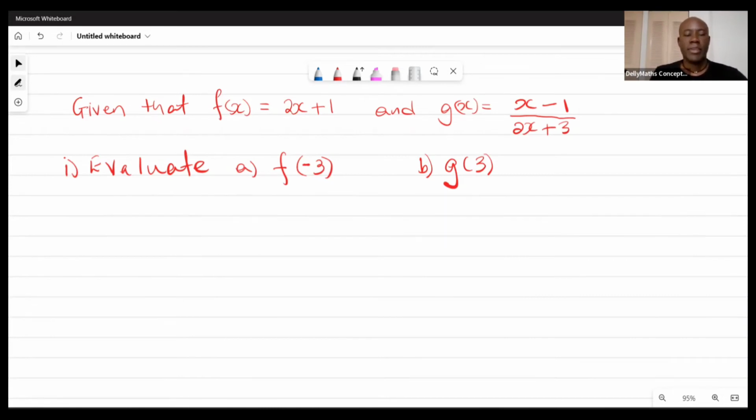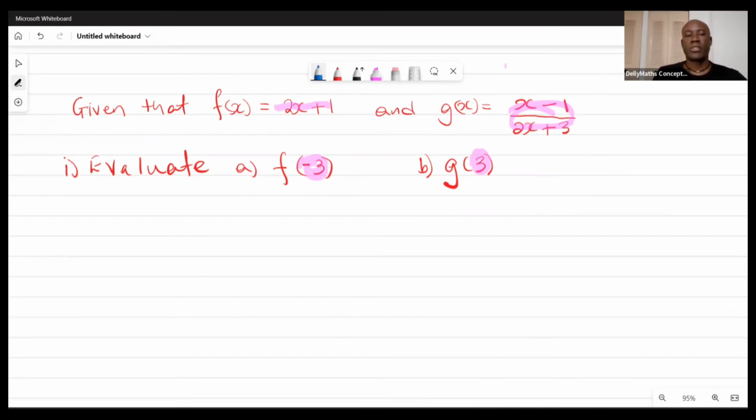The first question says that given that f of x is equal to 2x plus 1, and g of x is equal to x minus 1 over 2x plus 3, evaluate (a) f of negative 3 and (b) g of 3. When we're evaluating functions, the basic idea is about substitution.